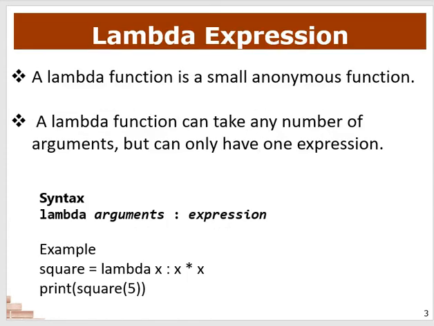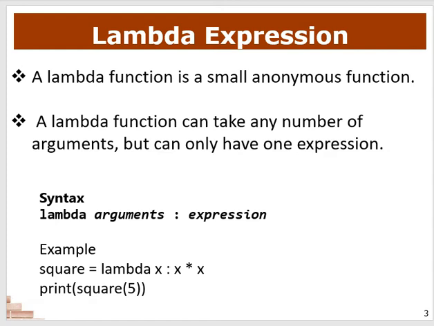Now the next one is the lambda expression. A lambda function is a small anonymous function. A lambda function can take any number of arguments but can only have one expression. So in simple words, when we have a single expression for a function, it is better to design a lambda expression rather than creating it as a function. A lambda function can take any number of arguments, but in the definition part there is only a single expression.